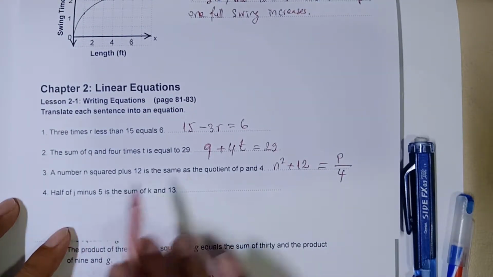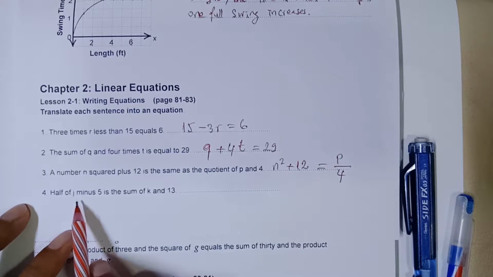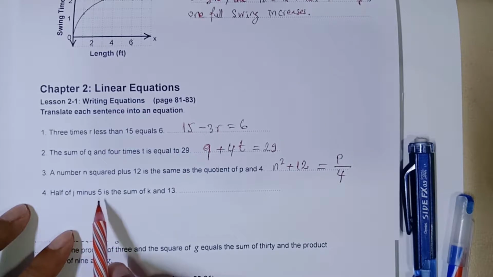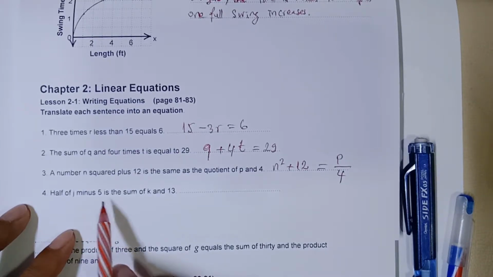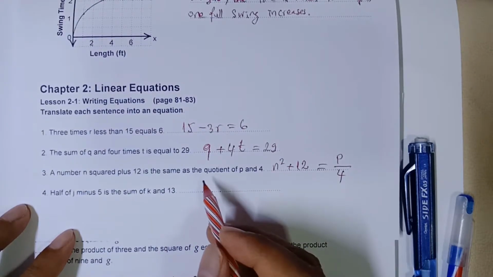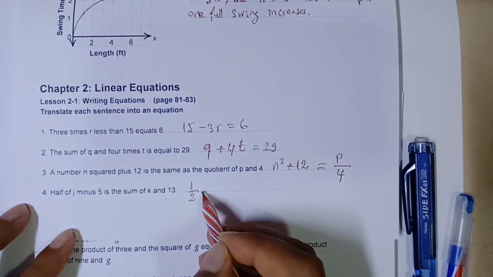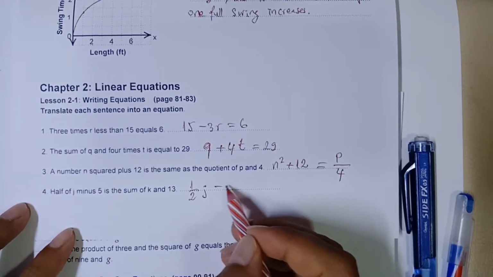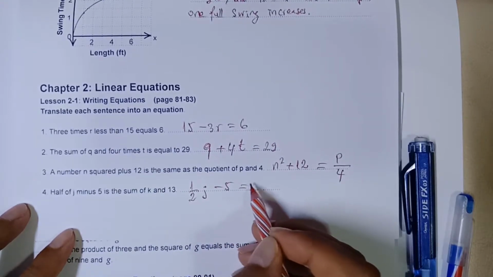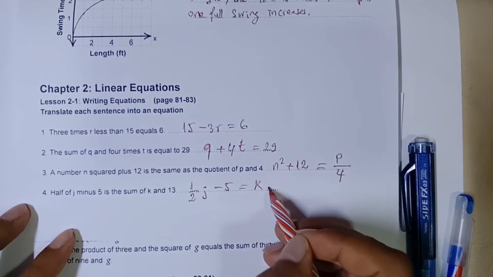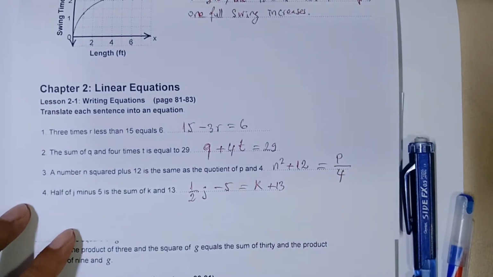Number 4: half of j minus 5 is the sum. Okay, half of j, we have 1 over 2 of j minus 5 is the sum of k plus 13.